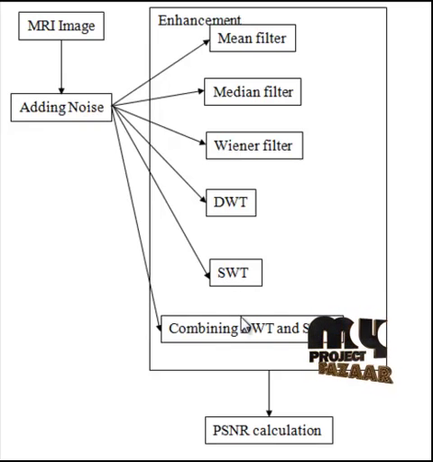Then we are going to enhance the image using DWT and SWT. Here we are going to combine the low components of the DWT and the low components of the SWT so that we will get an enhanced image. Finally, we are going to compare all the results using PSNR value, that is calculated. If the PSNR value is high, it means the resulting image is enhanced. Like that, we will get an enhanced image through this process.